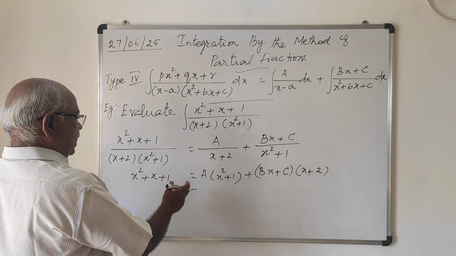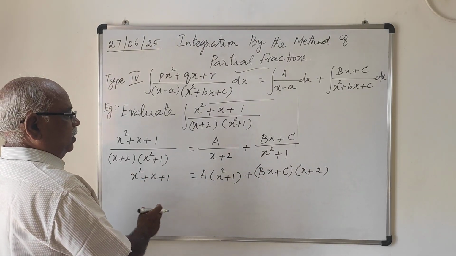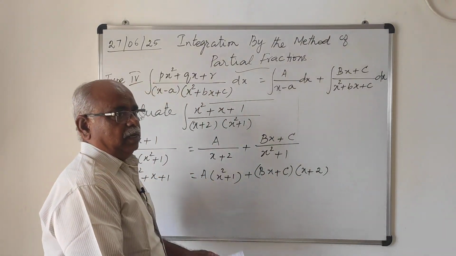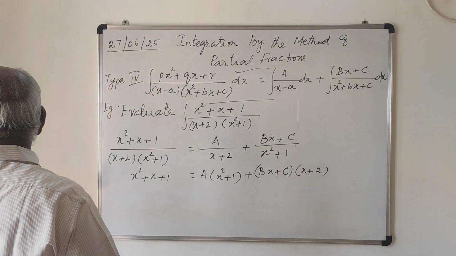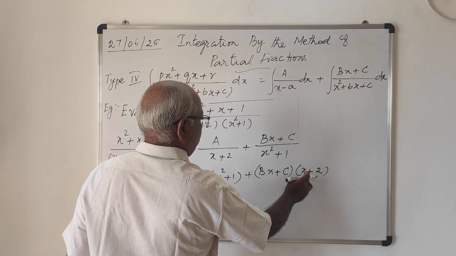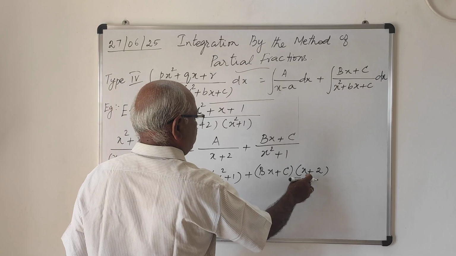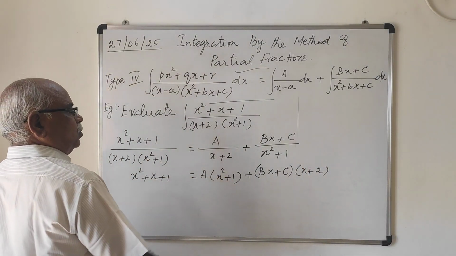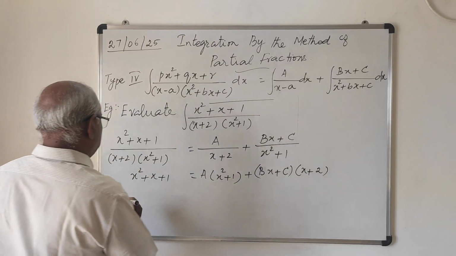And here, using this equation, we have to find out the unknowns capital A, capital B and capital C. For that, you can first substitute x equal to minus 2. If you put x equal to minus 2, x plus 2 is 0, so the entire second term becomes 0. You can get the value of A.